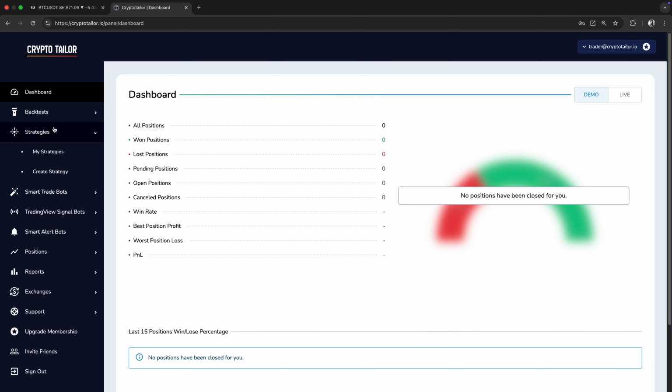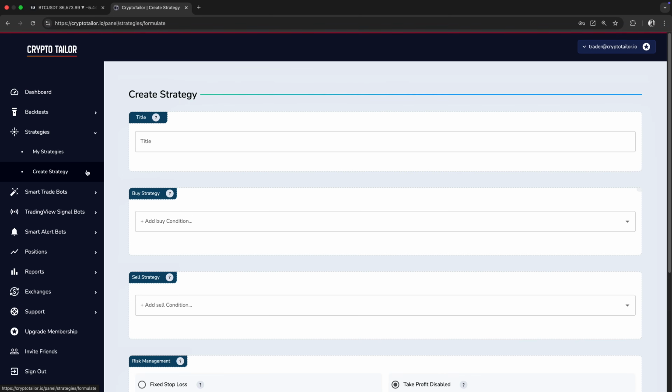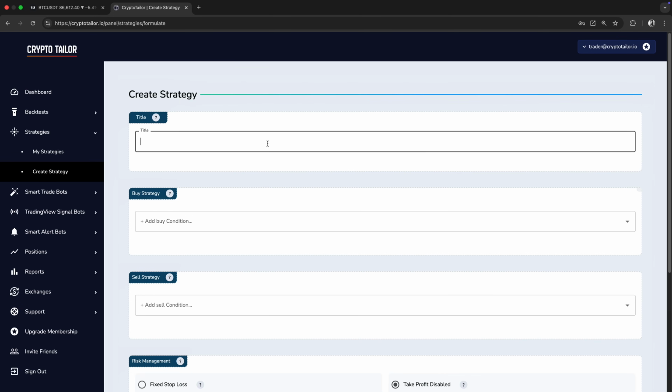For now, let's go to the strategies section from the left menu and create a new strategy. The first step is to set a title. It's best to choose a name that reflects the strategy itself. Since in this example, I want to create a strategy using RSI, MACD, and Bollinger Bands, I'll name it accordingly.